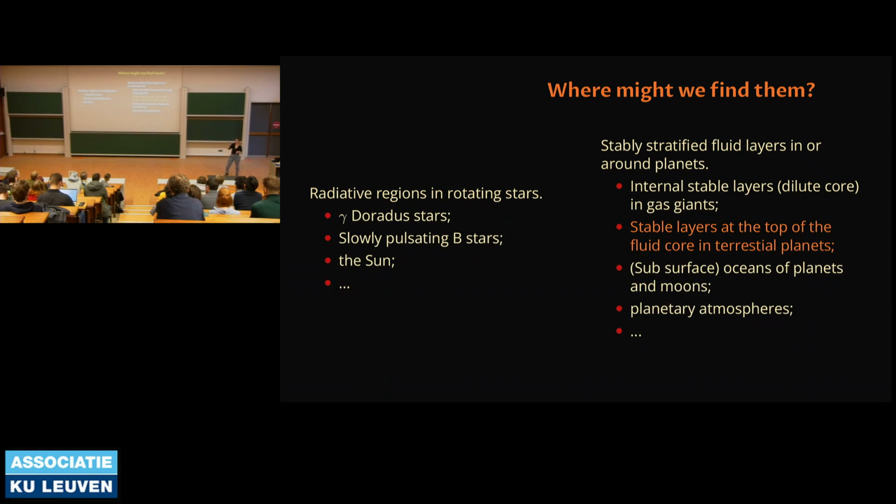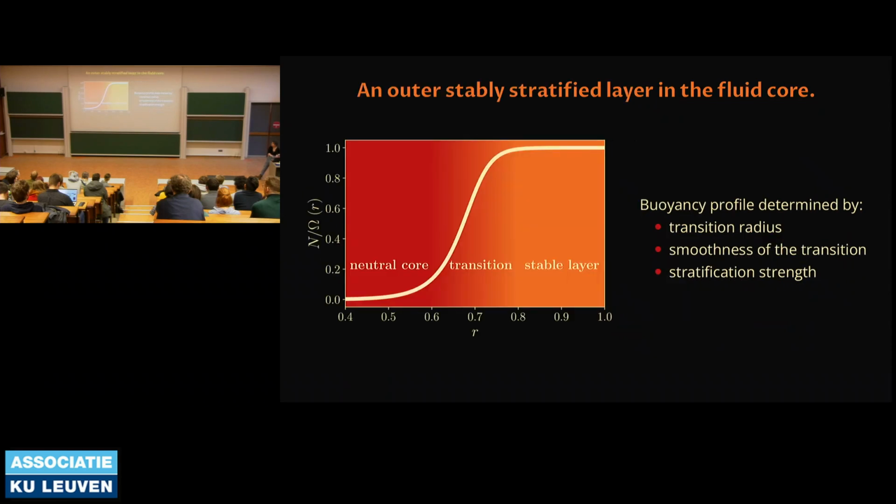But today, which I highlighted, I will be talking about the fluid core and then stable layers at the top of the fluid core, so between the boundary of the fluid core and the mantle. And then I will mostly talk about buoyancy profiles that look a bit like this. So I have here a typical profile that I might use if I solve these equations for the buoyancy profile. In this case, I have a planet that has an inner core at 0.4, compared to the outer core radius and outer core, of course, at 1.